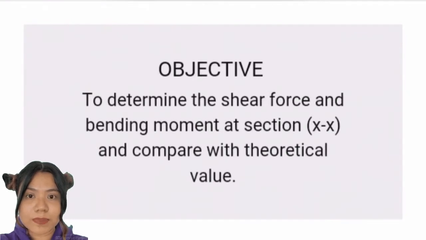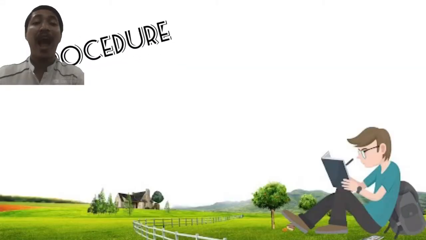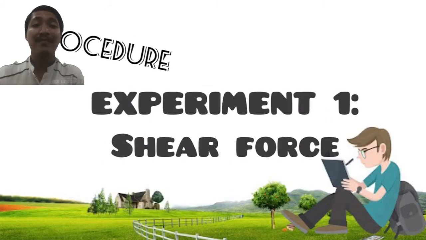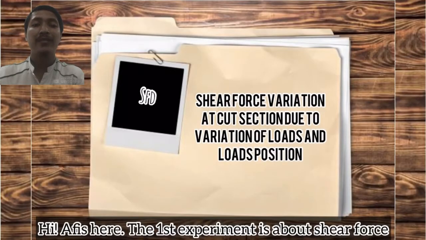The objective of the experiment is to determine the shear force and bending moment at section XX and compare with the theoretical value. Procedure. Experiment 1. Shear force.